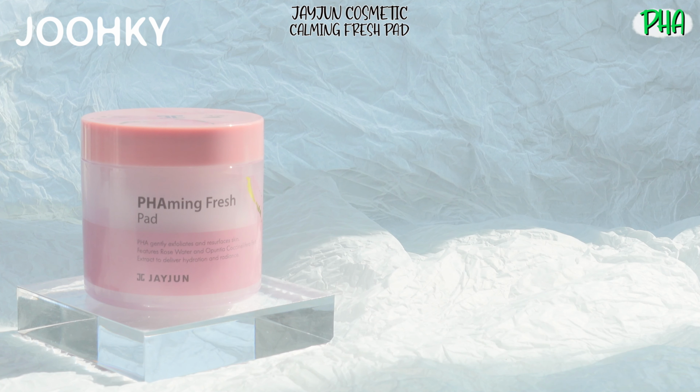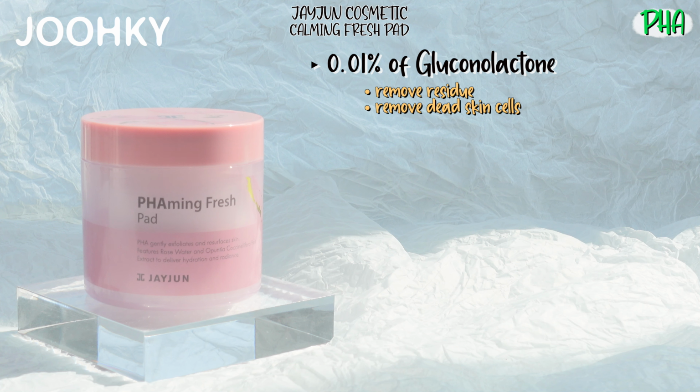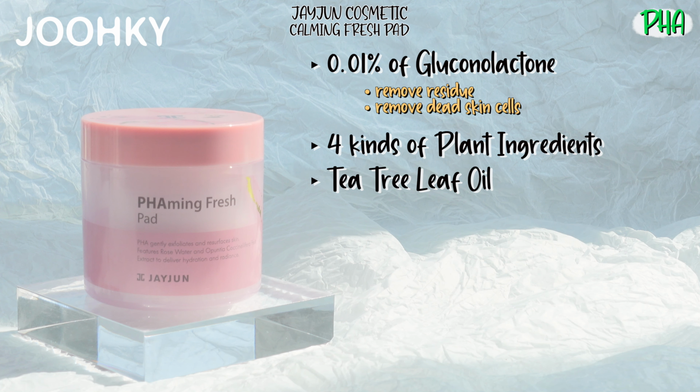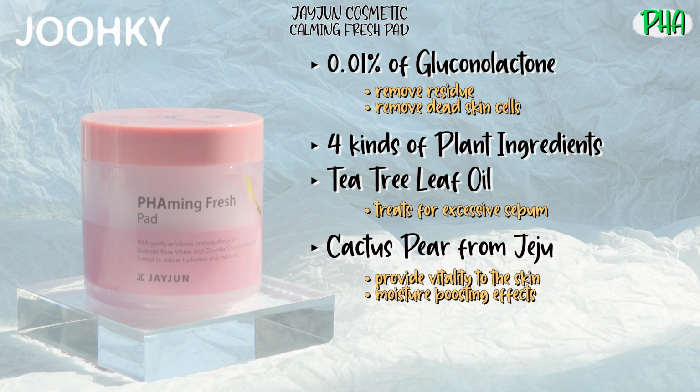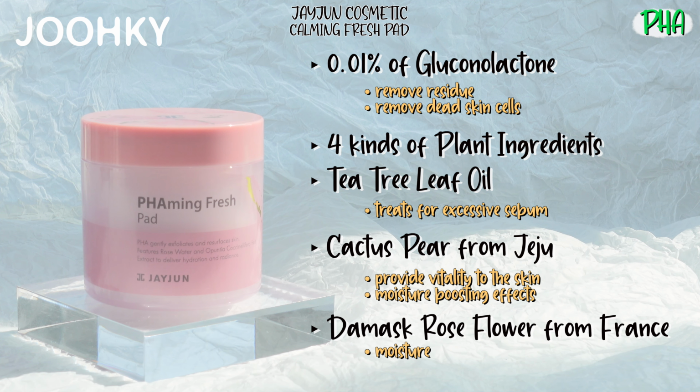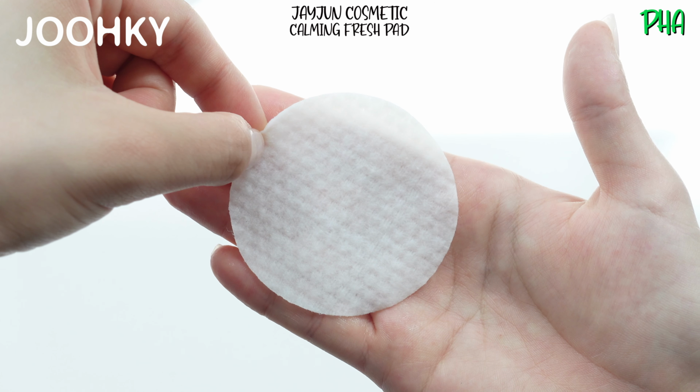Jejun Cosmetics Calming Fresh Pad contains 0.01% of gluconolactone that removes residue and dead skin cells, 4 kinds of plant ingredients, and tea tree leaf oil that treats excessive sebum, and cactus fir from Jeju that provides vitality to the skin and moisture boosting effects, and damask rose flower from France. These come as dual pads with different sides.